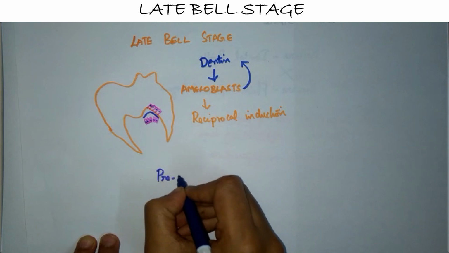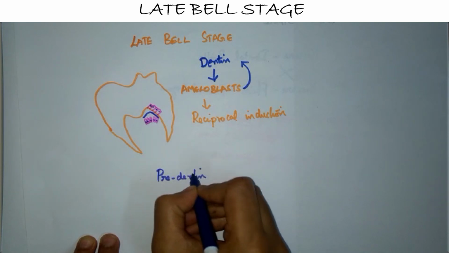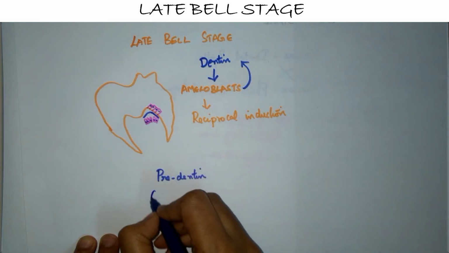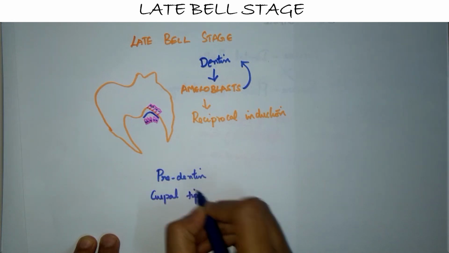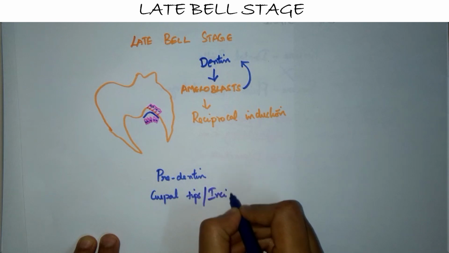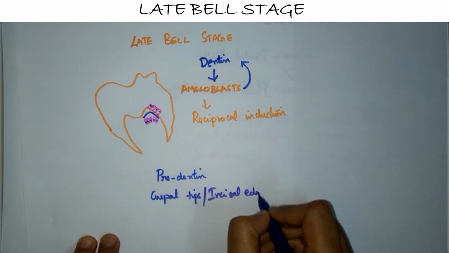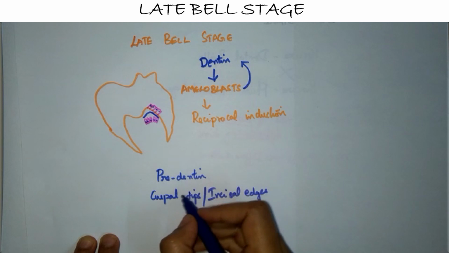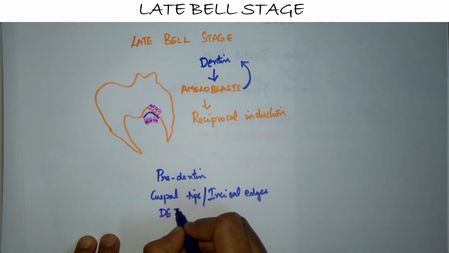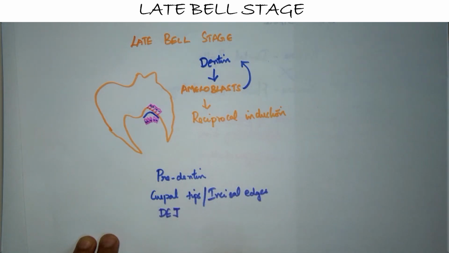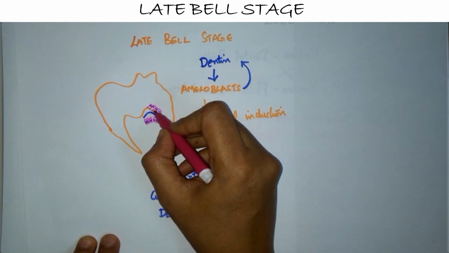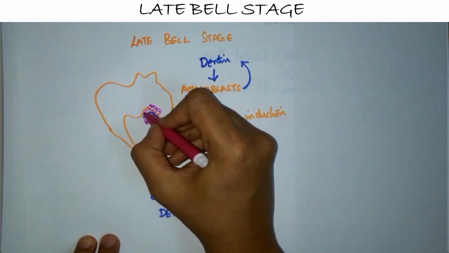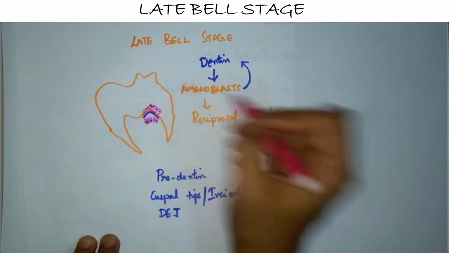Where is this predentin formed first? It is first formed at the cuspal tips and the incisal edges, and they mark the future dentino-enamel junction. Once this predentin is formed, the inner enamel epithelial cells are fully developed and differentiated into ameloblasts, and the first layer of enamel will be formed.